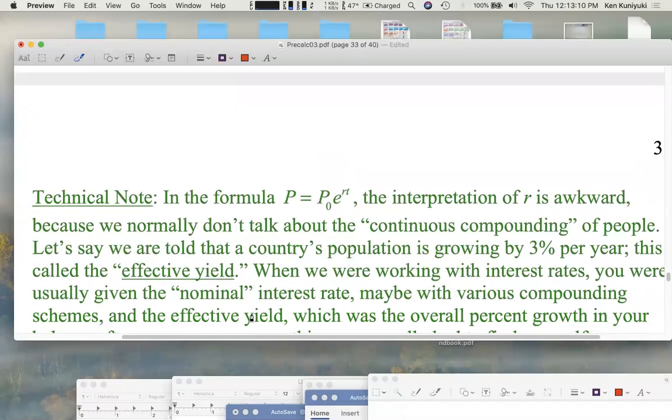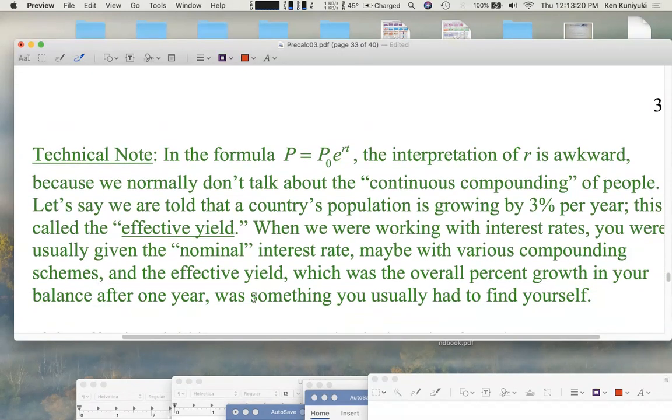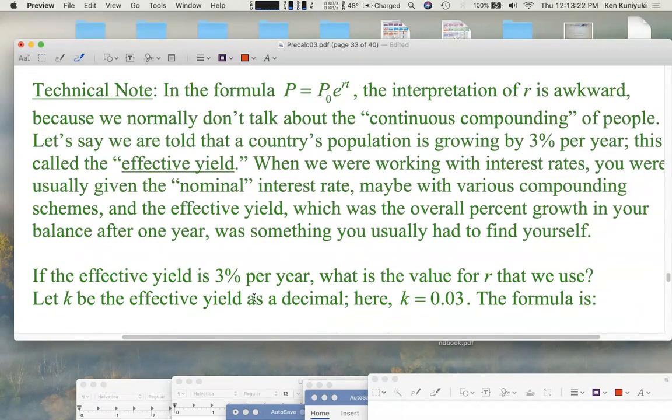But when we're working with annual interest rates, you're usually given the nominal interest rate, maybe with various compounding schemes, let's say continuous. And the effective yield is going to be a bit different. So let's say that the effective yield is 3% per year. So let's say that, in fact, January 1st of one year, we see that the population is 3% more than January 1st of the previous year. And we assume that we have the same growth over time. Then K is 0.03. That represents the effective yield.